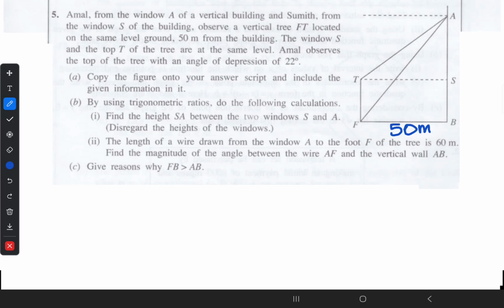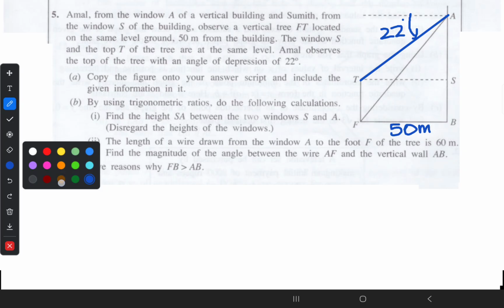Amal observes the top of the tree with an angle of depression of 22 degrees. Amal is here now, and observes the top of the tree with an angle of depression of 22. So at Amal's eye line, the dotted line was given. That was his eye line. From his eye line, the angle of depression was 22 degrees. So Amal is looking from his position to this T. The angle of depression was 22.